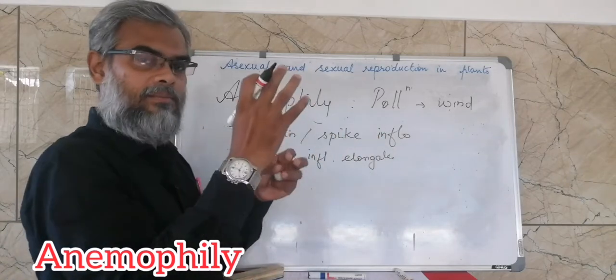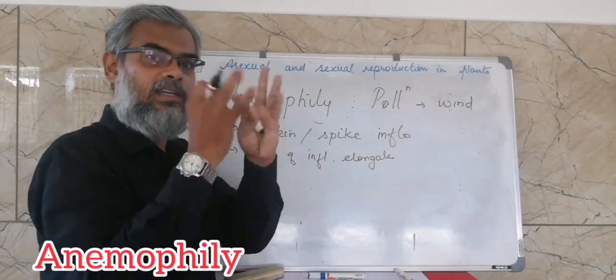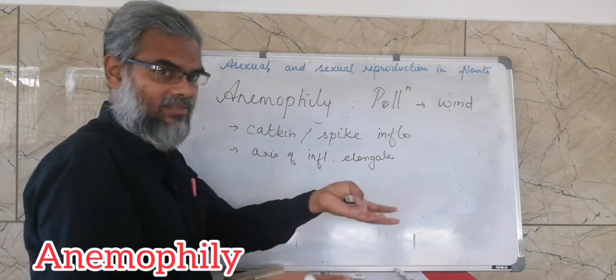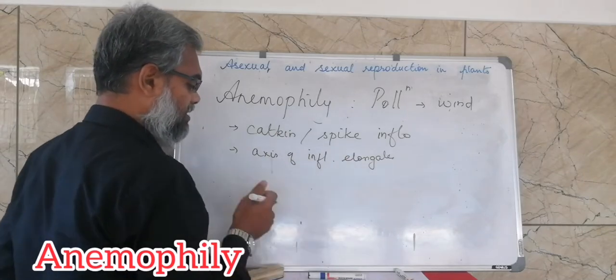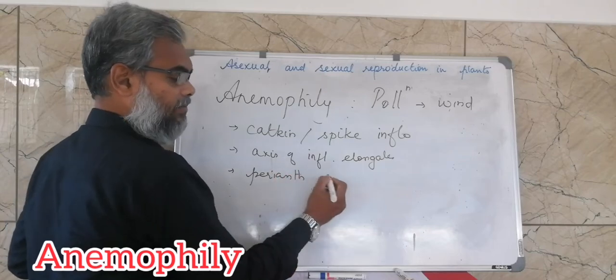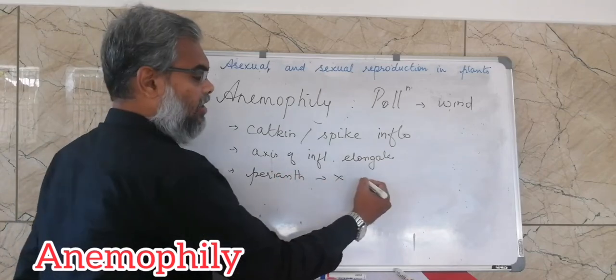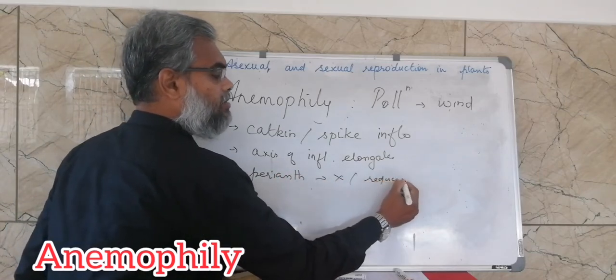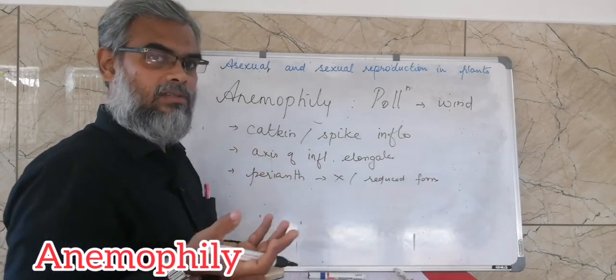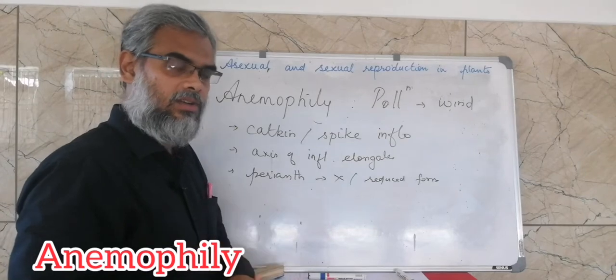It will be bigger, so that by wind it may jerk and the pollen grains may travel. So the axis of inflorescence elongates. And the perianth will not be there. Perianth will be absent or it will be in reduced form. Perianth is the outer covering. So perianth will not be there.